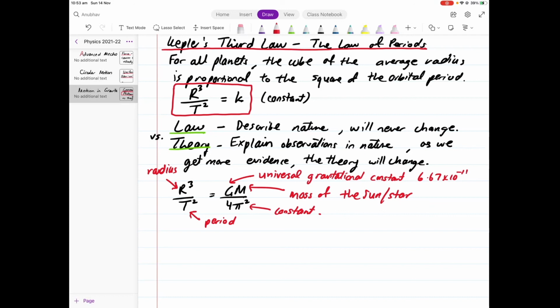And the mass of the planet is actually irrelevant in this. The mass of the sun is important, but the mass of the planet does not matter in any way. It does not factor into this calculation. Keep that in mind. It's not the planet. Nothing to do with the planet. If I was to go around the sun, I would still follow this law. And it doesn't matter how much I weigh. Does that make sense? Yeah.